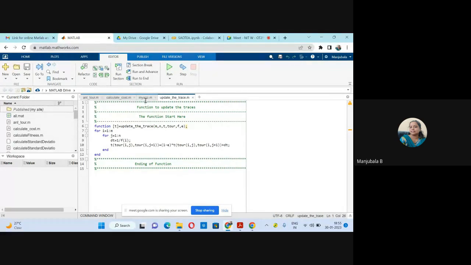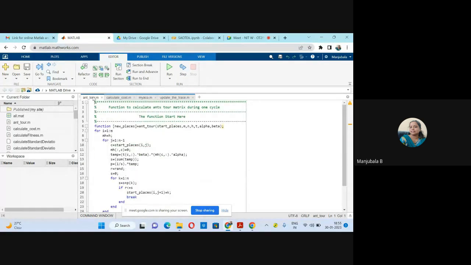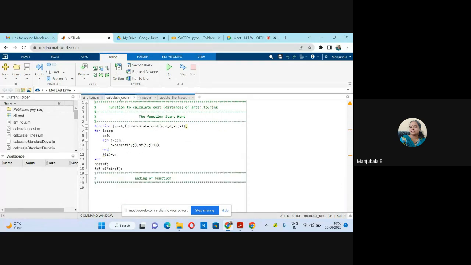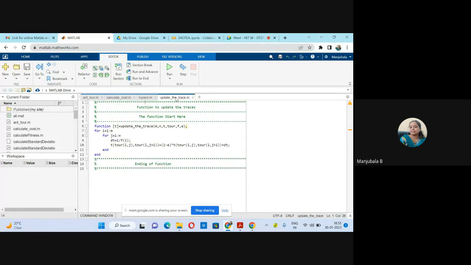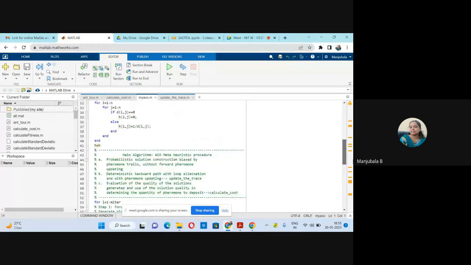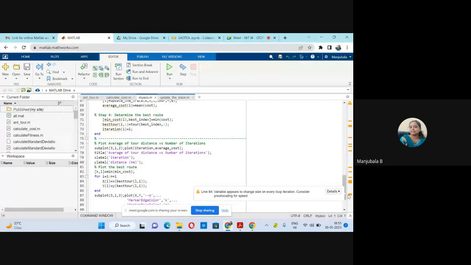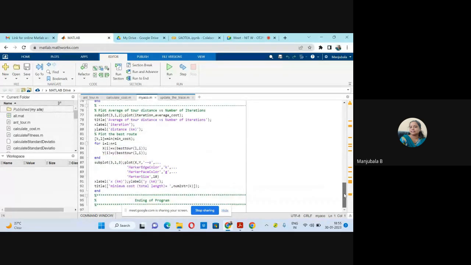This is the main function, mySEO. This mySEO is calling ant tour for constructing the tours, for finding the solution. Calculate cost is for finding the objective value. Update the trace is for updating the pheromone strength. This is written for the traveling salesperson problem, TSP. You can modify this code for solving any assignment problem, or any job sequencing problem also.